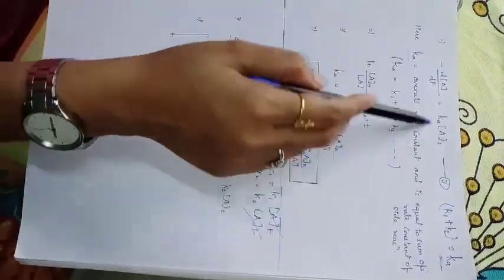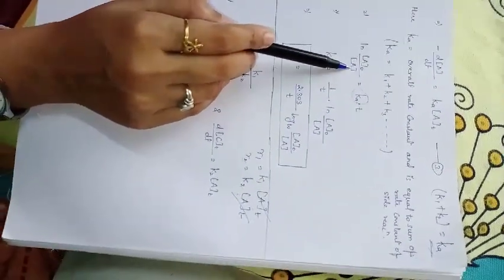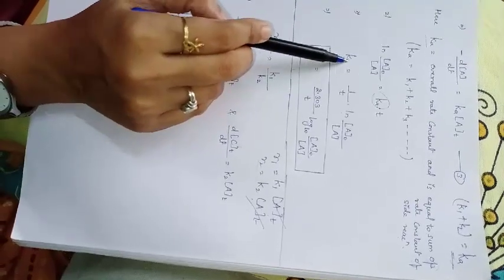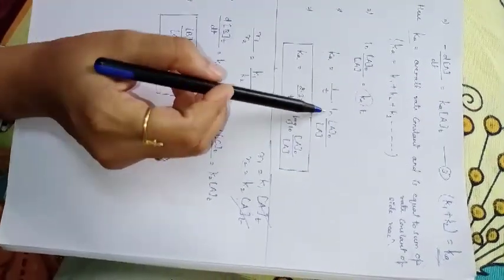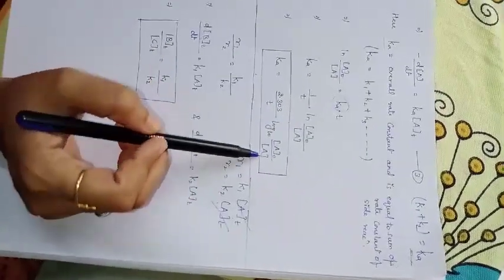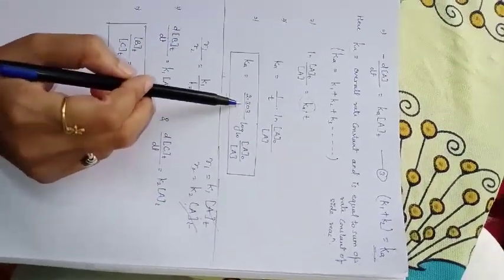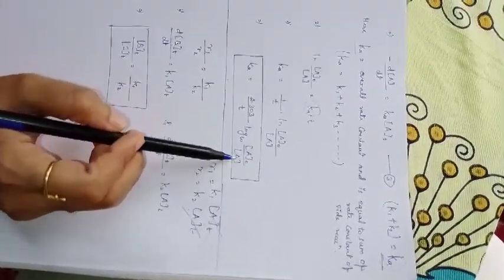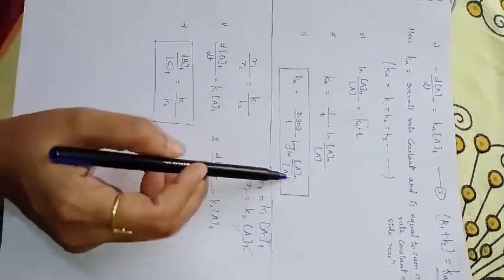Now integrating equation 3, you will get this equation, and you have to find out the value of Ka. This is the final equation, but the base of the log is natural, so you have to convert it into log base 10. After converting it, you will get the final equation. Ka equals 2.303 by t log10 A0 by At, that is A0 by A. So this is your final equation for the kinetics of parallel reaction.